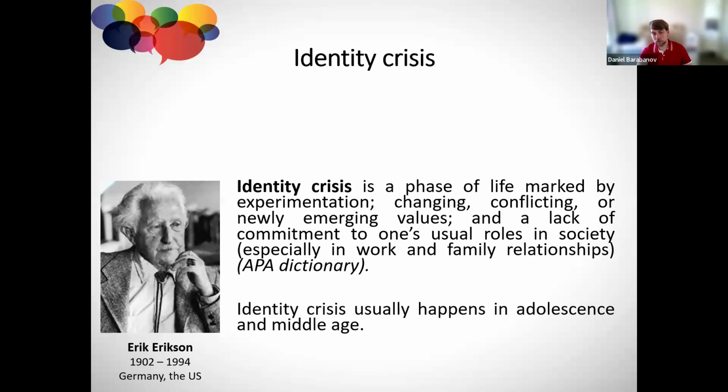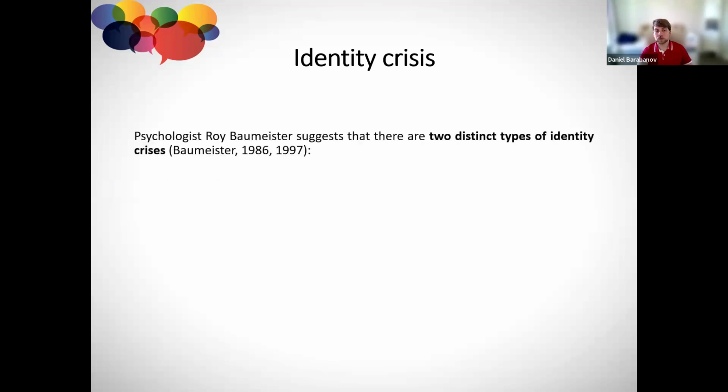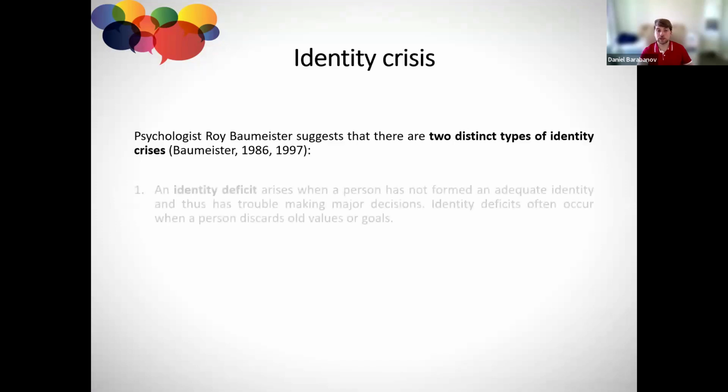So normative identity crisis happens in adolescence and middle age, but not necessarily only in those ages. Actually, there could be many other identity crises through your lifespan, but they would not necessarily be the major identity crisis. So psychologist Roy Baumeister suggests that basically there are two types of identity crises if we try to classify them.